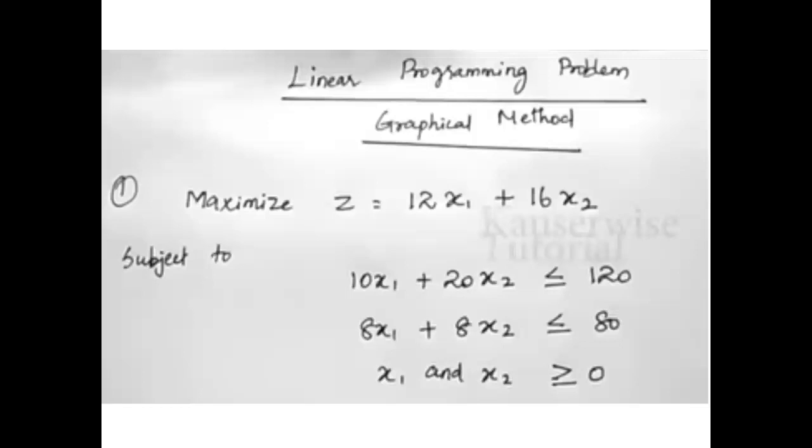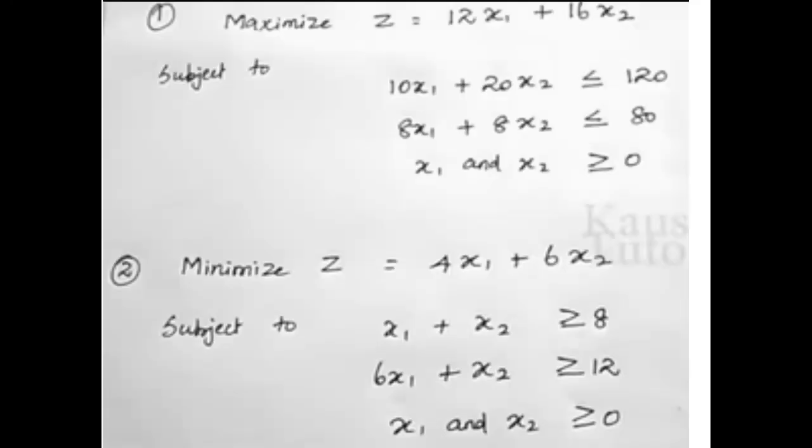There are various models for this graphical method. In one question you will see that we maximize the objective function and there are two constraint equations, as shown in this slide, like question 1. Another problem is where we minimize the objective function, which is again subjected to two constraint equations.